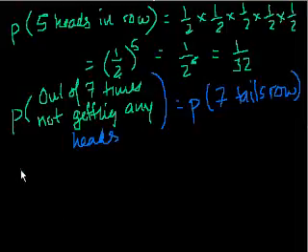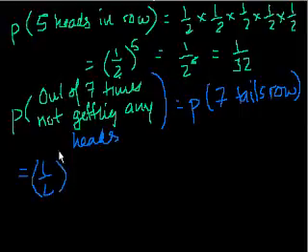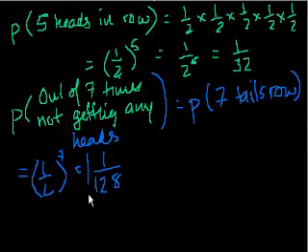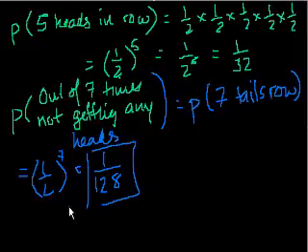And what does that equal? Well, the tails are equally likely to the heads. So that would be 1/2 to the 7th power. And what is that? 2 to the 7th is 4 times 32, right? So that's equal to 1/128.